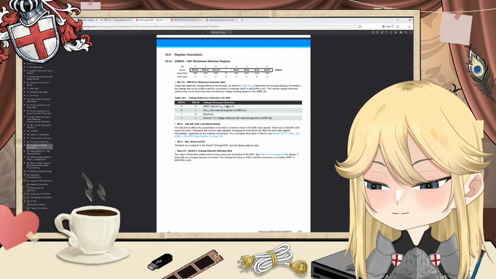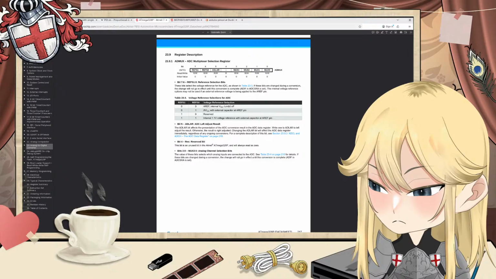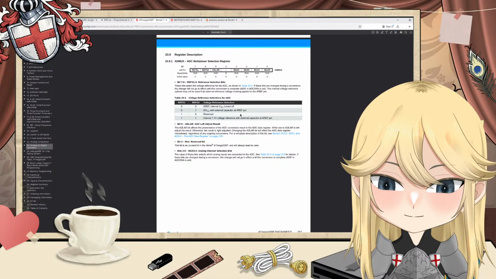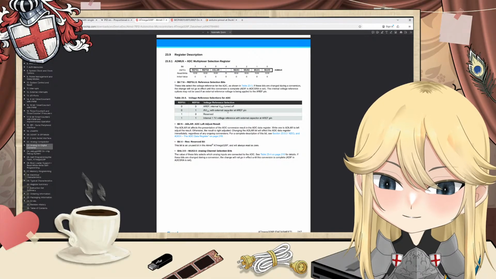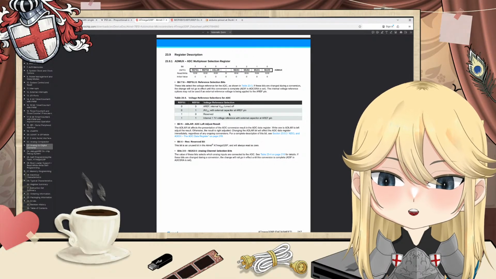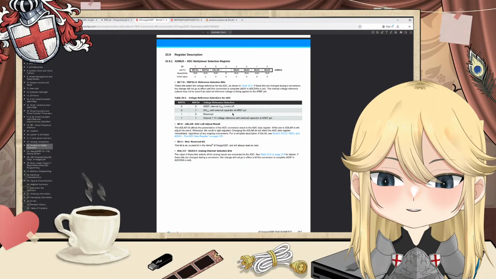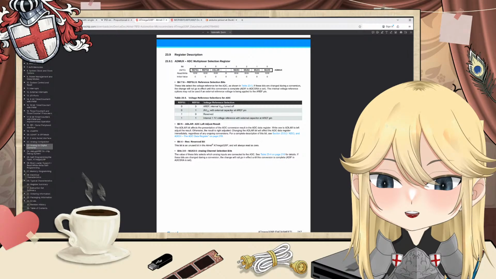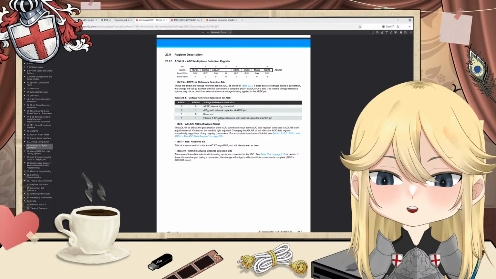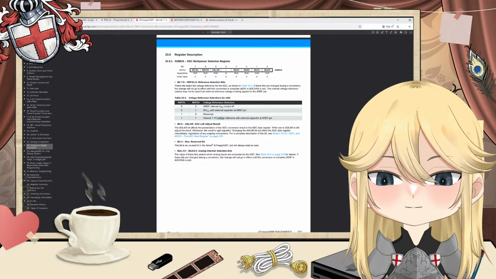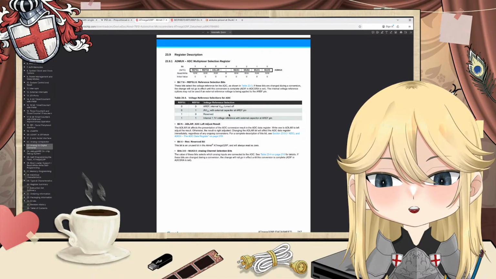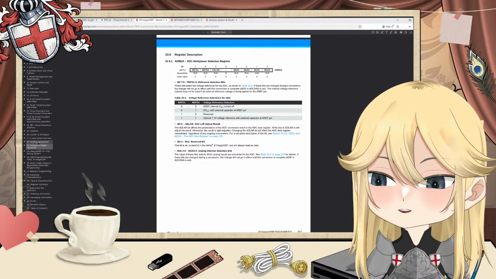Oh, hold on. How do we test this? Oh, I know how. AVCC internal capacitor at AREF pin. What does that mean? Reserved. Based. 1.1 voltage reference. I think we want AVCC, whatever that is.